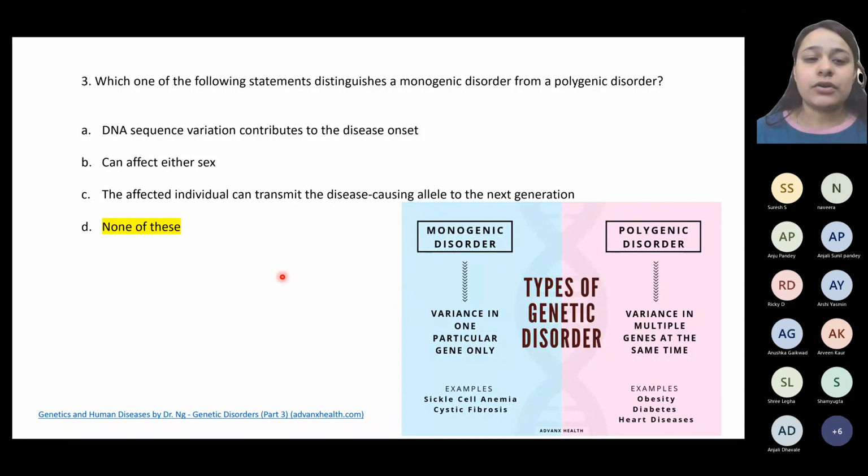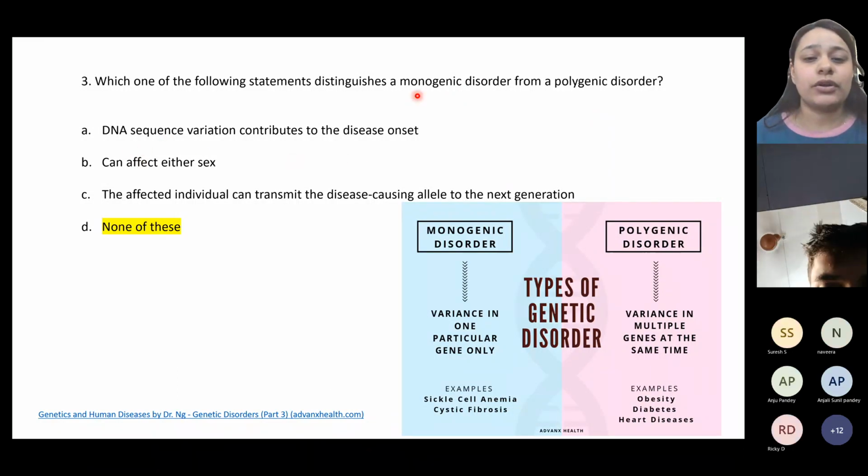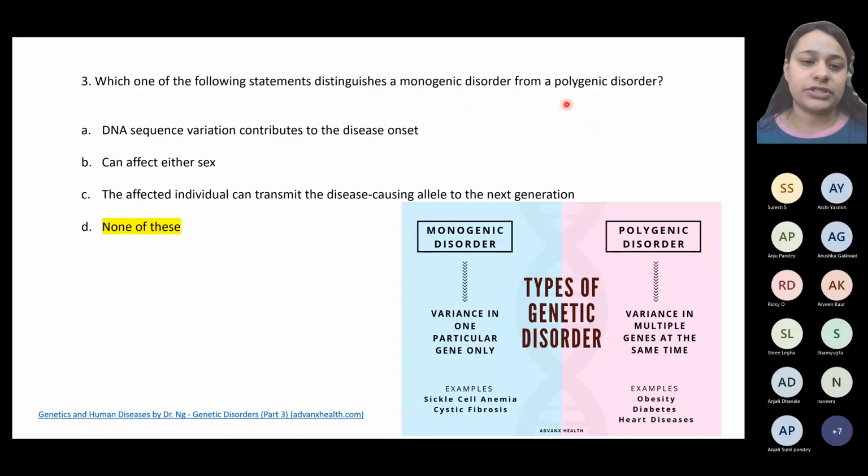Such disorders. So, why are none of these statements true? Because they are basically statements which could be true for both a monogenic as well as a polygenic disorder, right? So DNA sequence variation could contribute to disease onset. Yes, it could be either in case of monogenic or polygenic disorder. Then both these disorders can affect either sex, and the affected individuals can transmit the disease causing allele to the next generation as well, right?